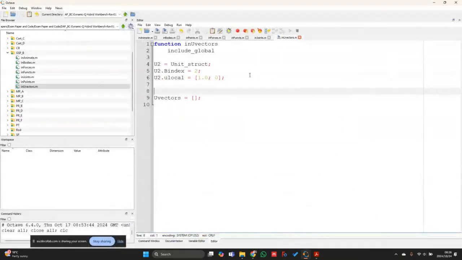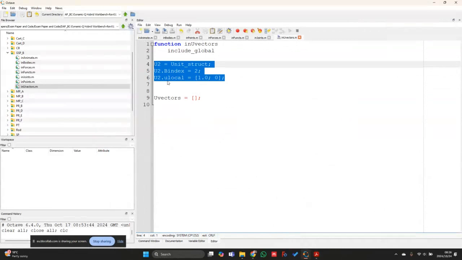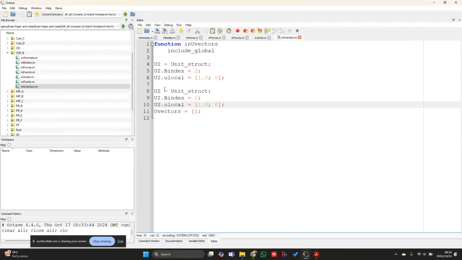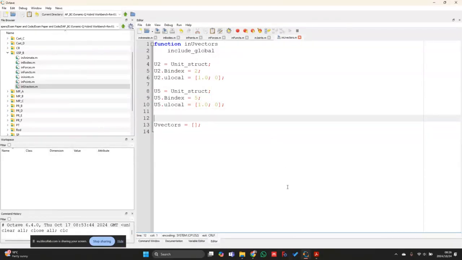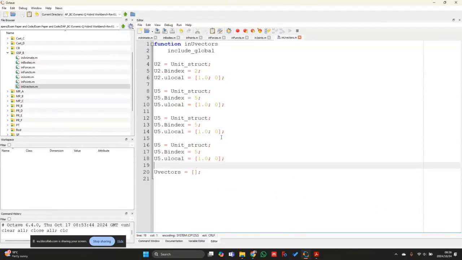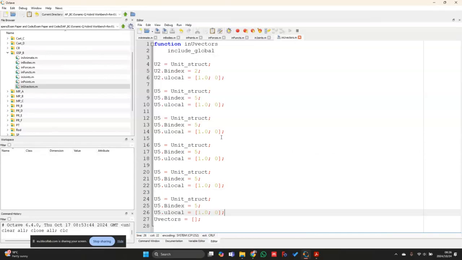Then I can go and do the same with U5. So I'm just going to copy this over, just change the name over here to U5. And this is now on body 5. Then I do exactly the same for bodies 3, 6, 4, and 7. So I'm just going to maybe make a few copies of this, 3, 6, and 4, and 7.